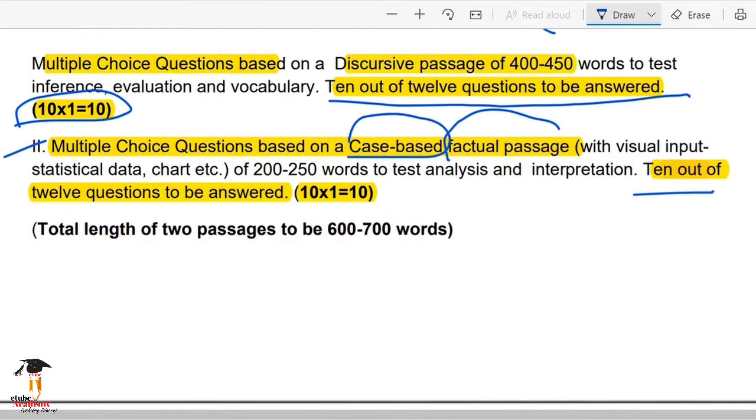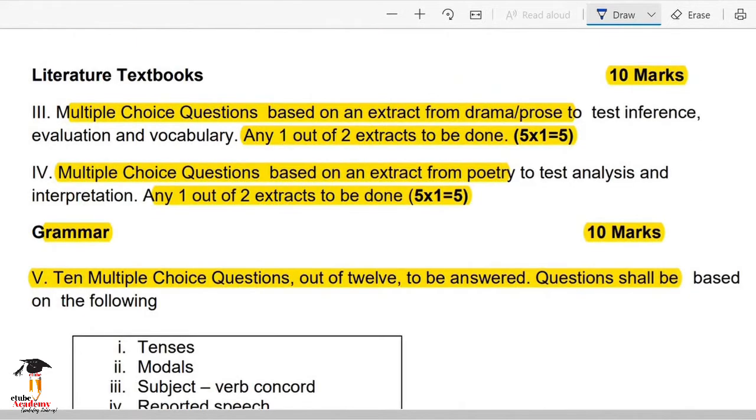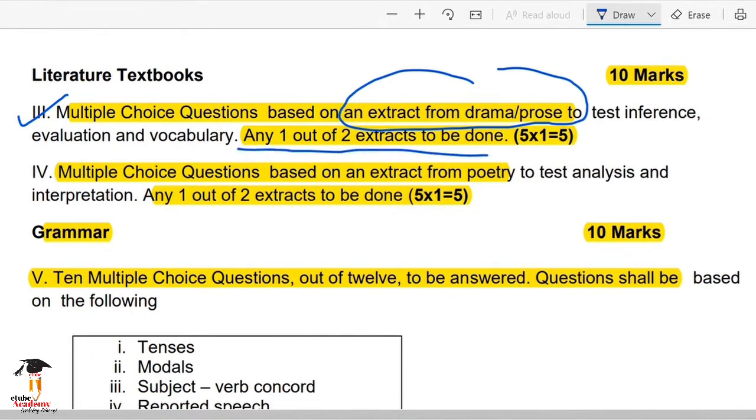The new change, which will be very new for you, is that the literature extracts have been included in this part A. Yes, you heard correctly, extracts have been included in part A. So what kind of questions do we find here? We will get multiple choice questions from a passage of drama and prose. You will be given 2 extracts and any one out of the 2 is to be attempted. This question will carry 5 marks.